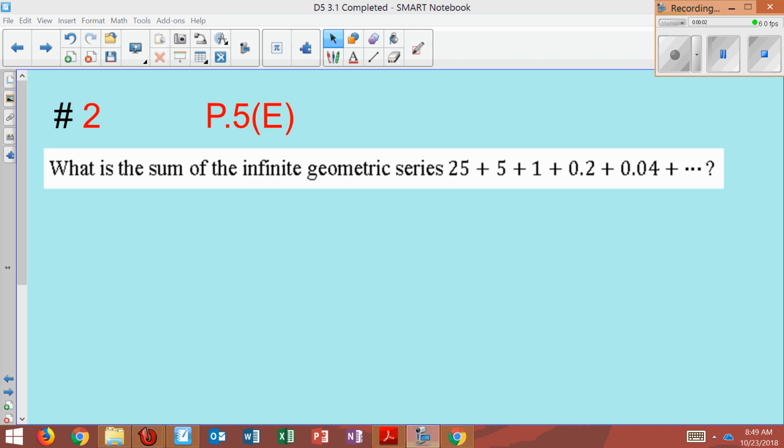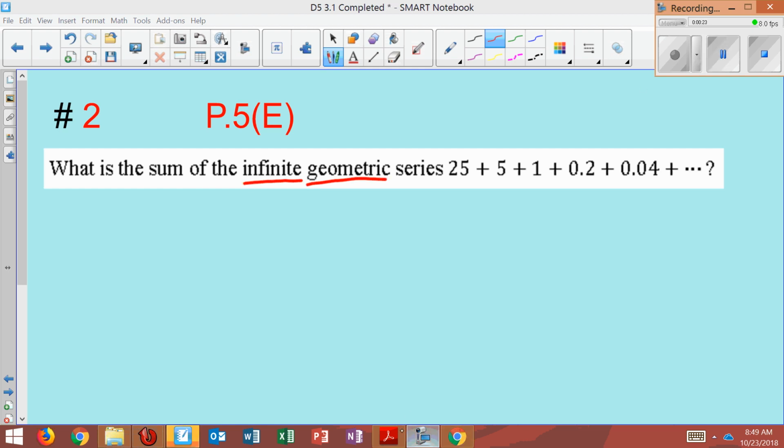What is the sum of the infinite geometric series 25 plus 5 plus 1 plus 0.2 plus 0.04 plus dot dot dot off to infinity? So first, the normal question would be, what we have to identify is if it's geometric or arithmetic. This happens to tell us it's geometric, and not only that, it tells us this is infinite.